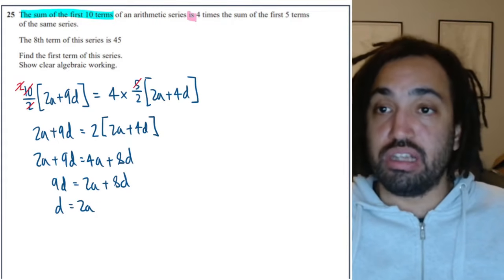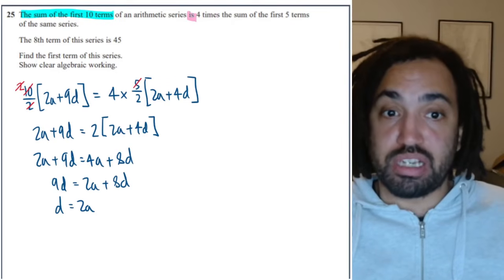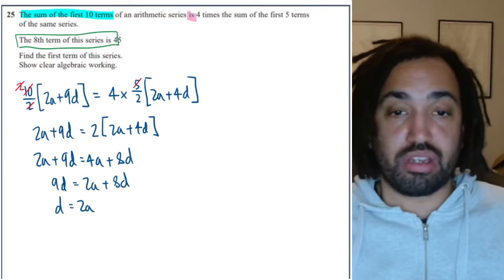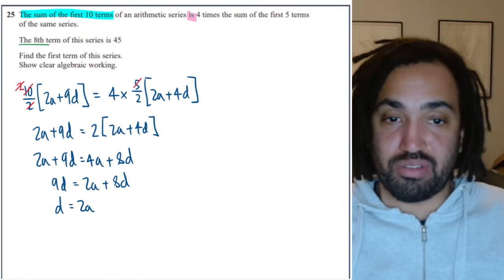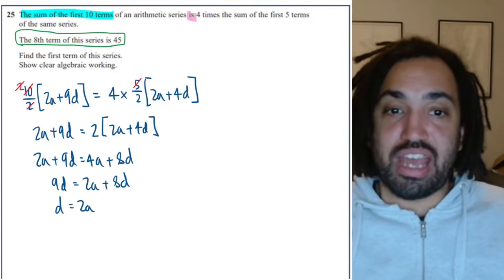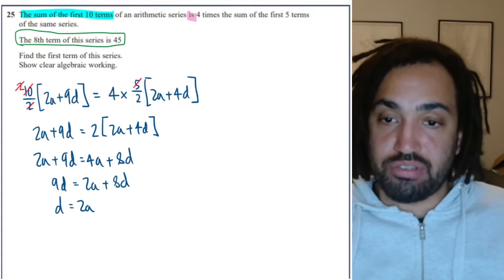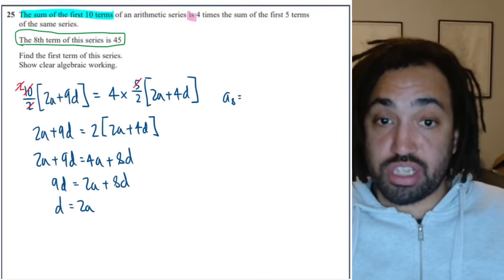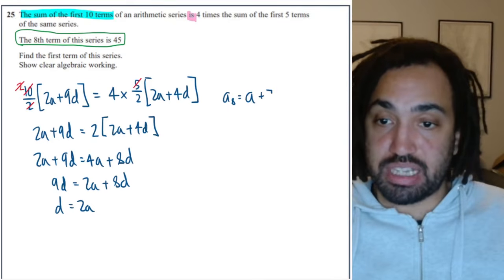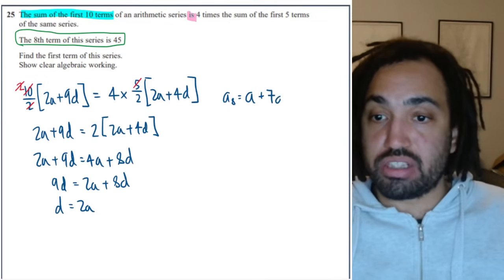Okay, great. So we can't go any further with that, so we're going to need more information, and we're going to use this. Okay, we're going to use this. So the 8th term, or A8, we use the nth term formula, which is the first term, A, plus n minus 1, so in this case 8 minus 1 is 7, times by d, and we're told that is equal to 45.